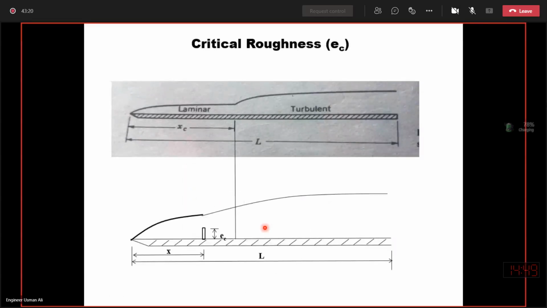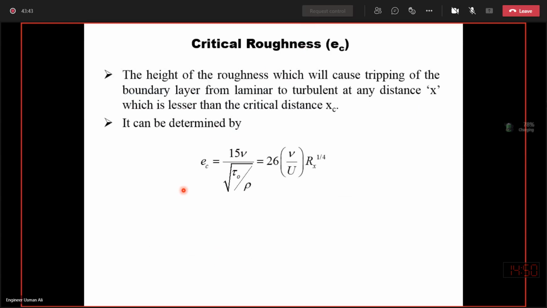But sometimes it happens that because of some local projection present between the leading edge and distance xc, the laminar boundary layer changes to turbulent boundary layer before reaching this distance xc. As you can see in the diagram, the height of this local roughness is called a critical roughness. The height of the roughness which will cause tripping of the boundary layer from laminar to turbulent at any distance x, which is lesser than the critical distance xc, is known as the critical roughness.